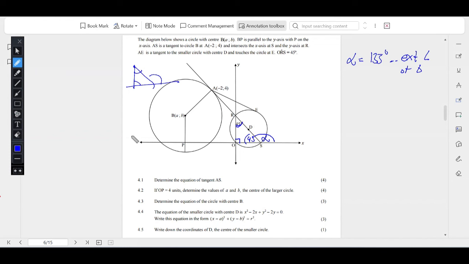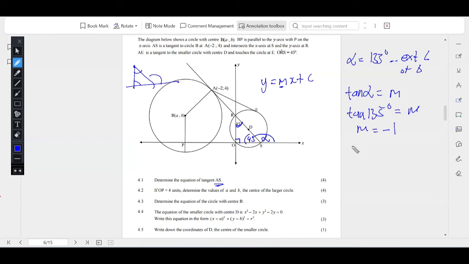So to determine the equation of tangent AS now, remember, for the equation, it's y equals mx plus c. So we need the gradient, and we also need the y-intercept. To find the gradient, we already know tan alpha is equal to the gradient, from using the angle of inclination. So tan 135 degrees is equal to the gradient, and if we calculate, our gradient is going to be negative 1.